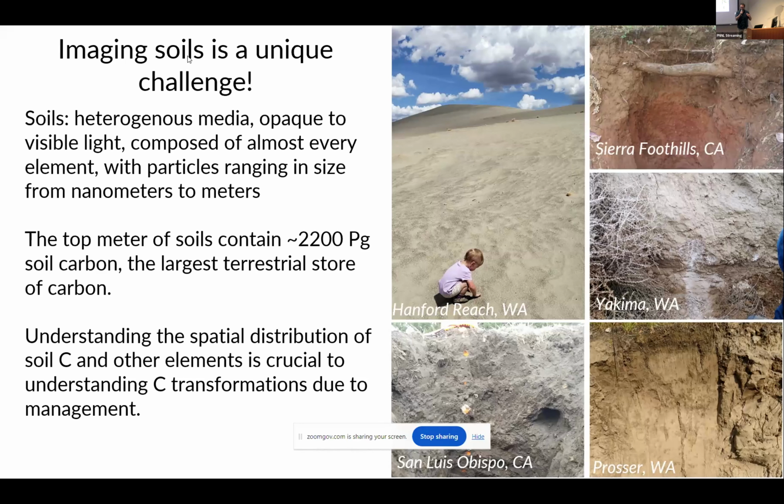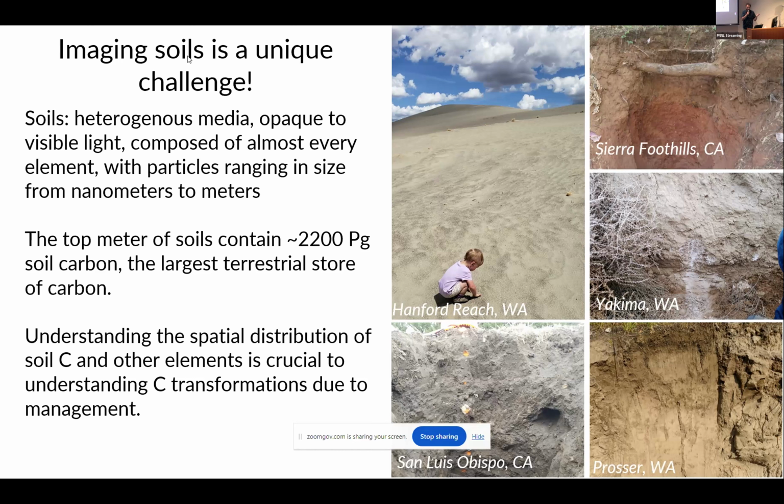But I'm a soil scientist, so I need to lead with talking about why imaging soils is challenging. Soils are incredibly diverse. There are 20,000 soil series in the United States. That's about the same number as there are vascular plants. So they're very diverse, and here are some examples. You can see that there are little critters in some of the soils, and there are roots, and the soils have different colors and textures and different components to them.